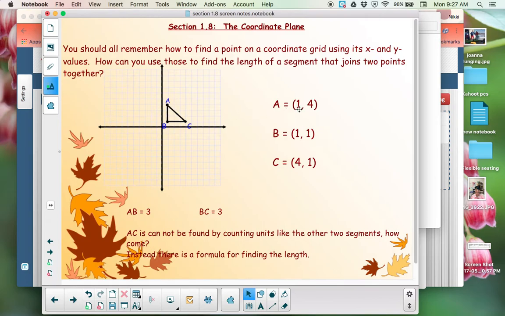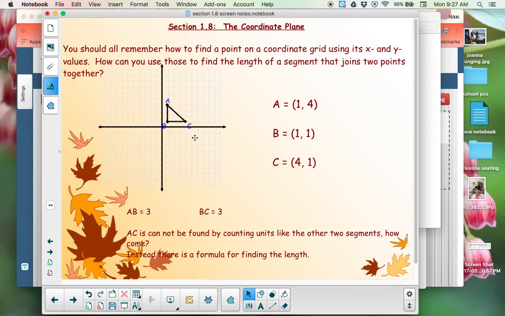We know point A is at 1, 4. We know B is at 1, 1, and C is at 4, 1. If you want to look at the length from A to B, you can go ahead and count that. You just count spaces. 1, 2, 3. This length from A to B is 3 units. Same thing for B to C. You can go ahead and count those. The distance from B to C is 3 units.